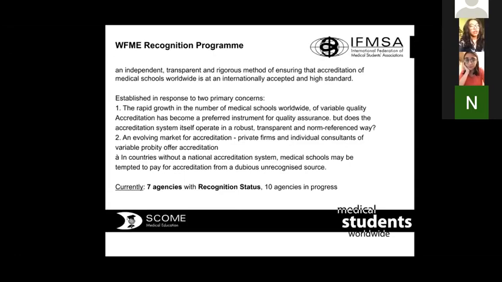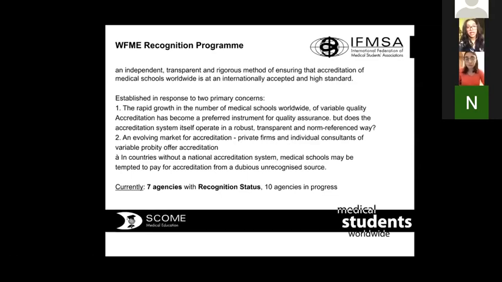The WFME recognition program was established in response to two primary concerns. The first concern was the rapid growth in the number of medical schools worldwide. We can see that a lot of medical schools are increasing in number every day and in every country. So this huge number of medical schools worldwide has to be monitored and regulated by agencies.